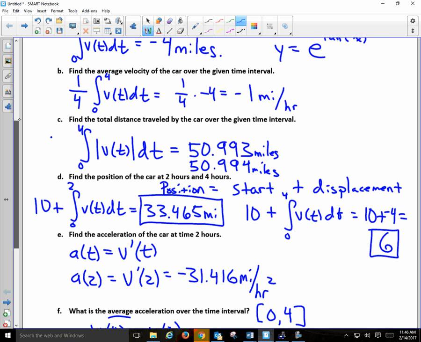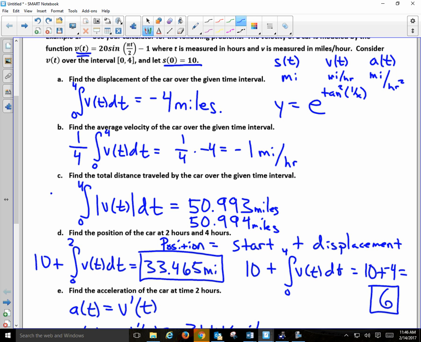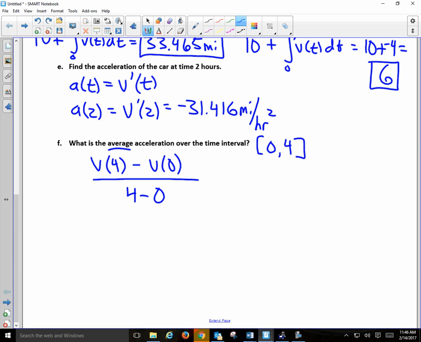Yeah, part B. Well, look at it. It says average velocity. Well, you're given the velocity function. In order to do that, we have to use the mean value of a function. Average acceleration, that's a rate. We use slope. So here's how I calculate that.